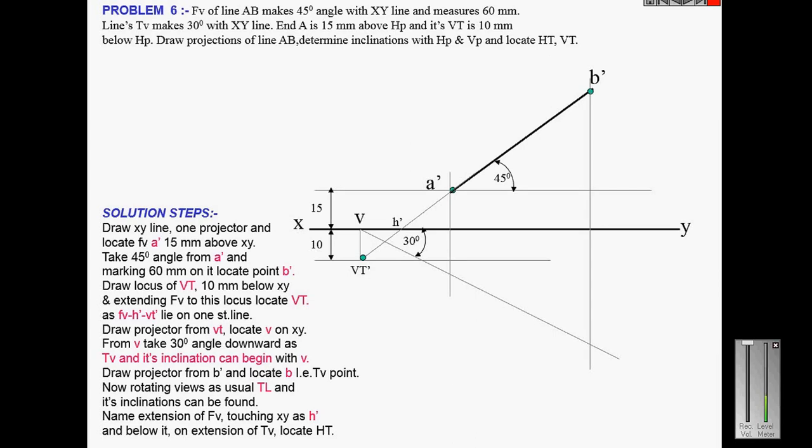So through point V, draw a line with angle 30 degree, and the projector from A dash will touch that line, that point is called A, and draw a projector line through point B dash, it will touch this point B. So join A and B, this is the top view, and then draw a perpendicular line through H dash, and it will touch the extension of the top view, that is called HT, horizontal trace.